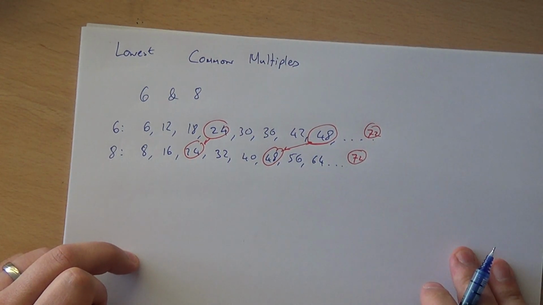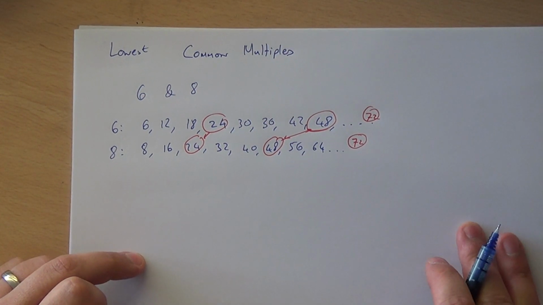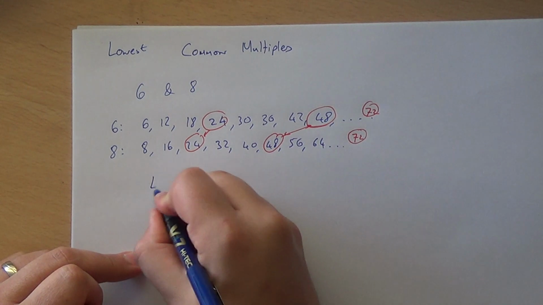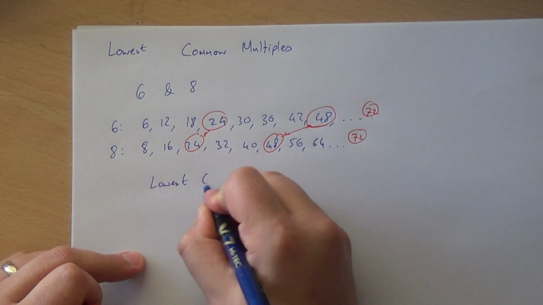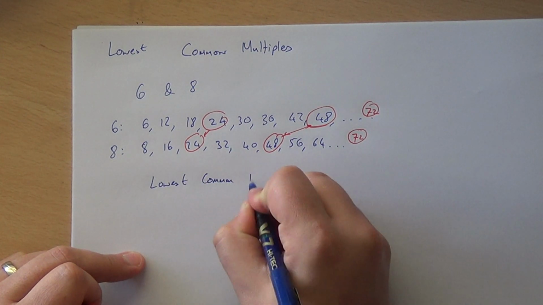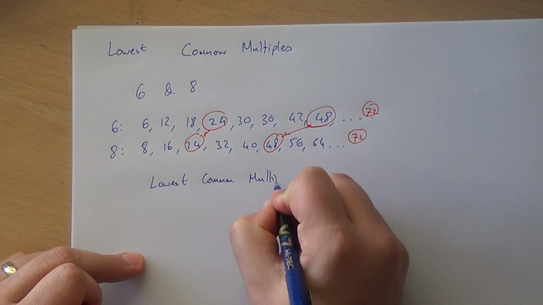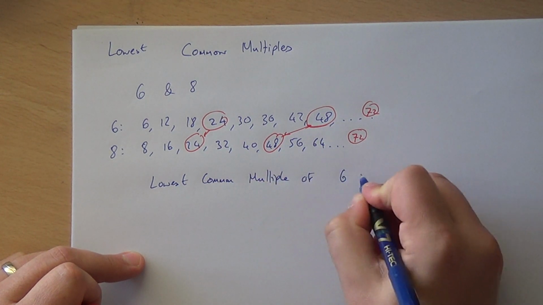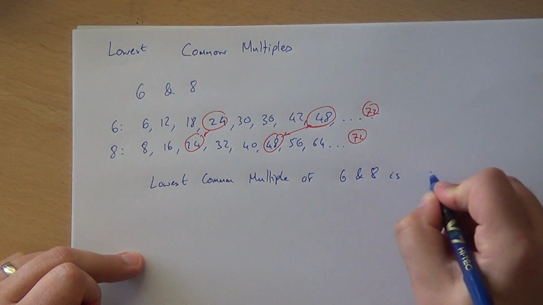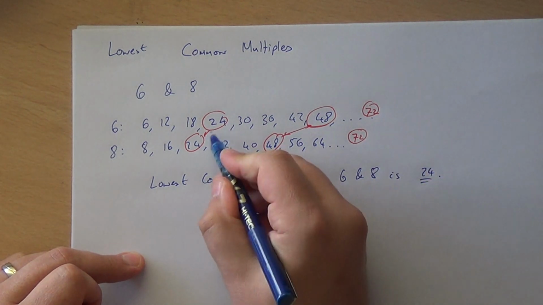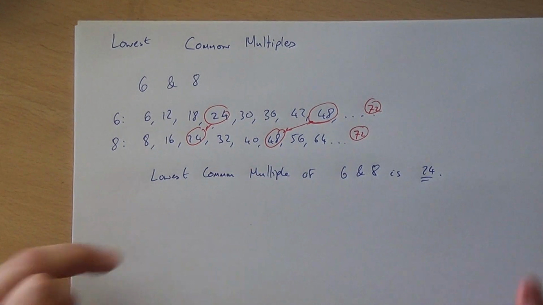So exactly what the lowest is for any given pair is a thing that's often useful to know. So here, the lowest common multiple of 6 and 8 is 24, because that's the lowest number that appears in both of these lists of multiples.